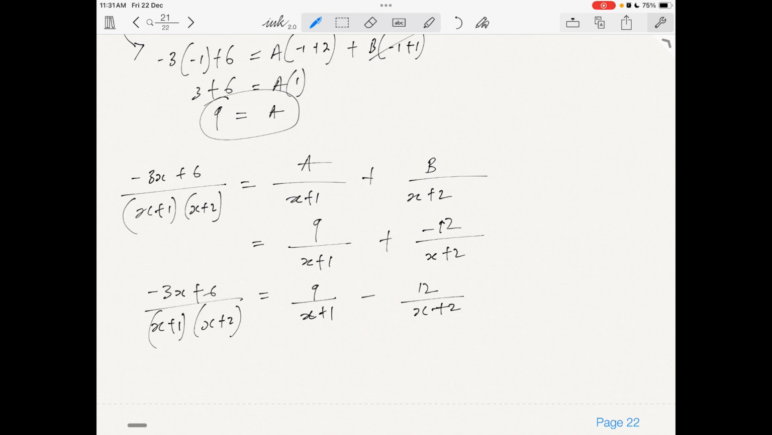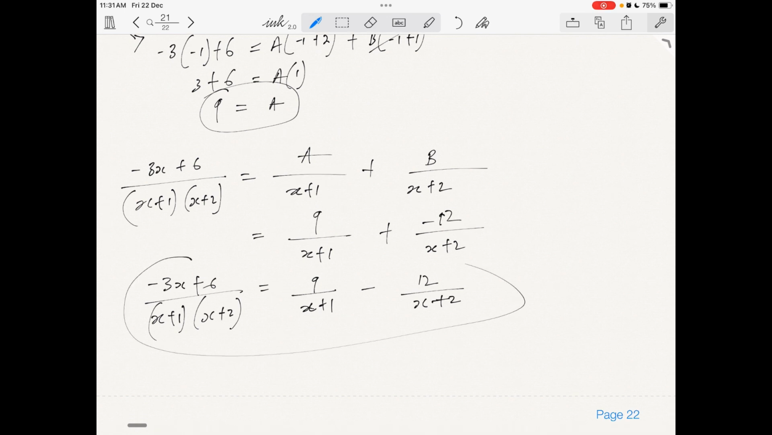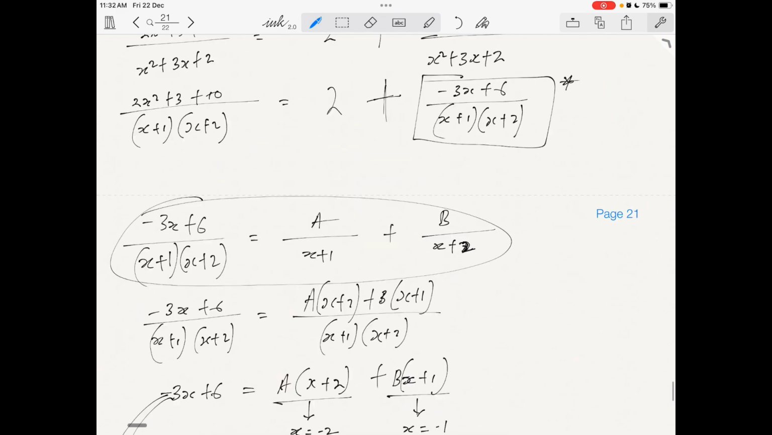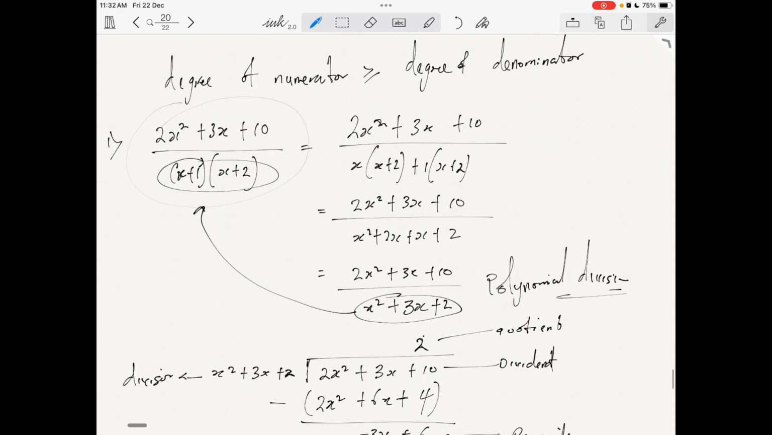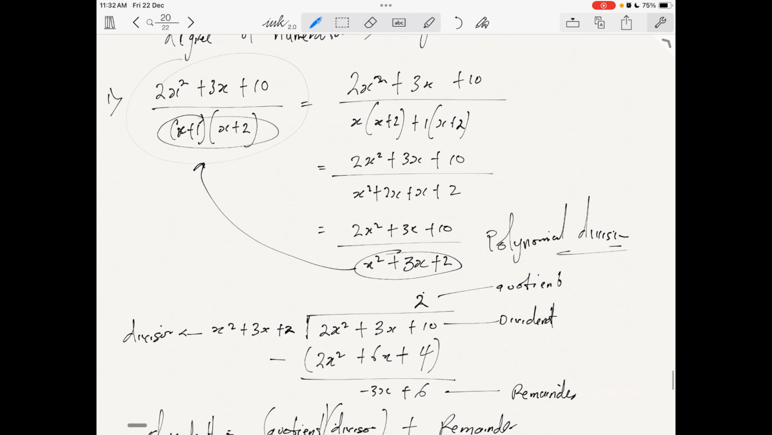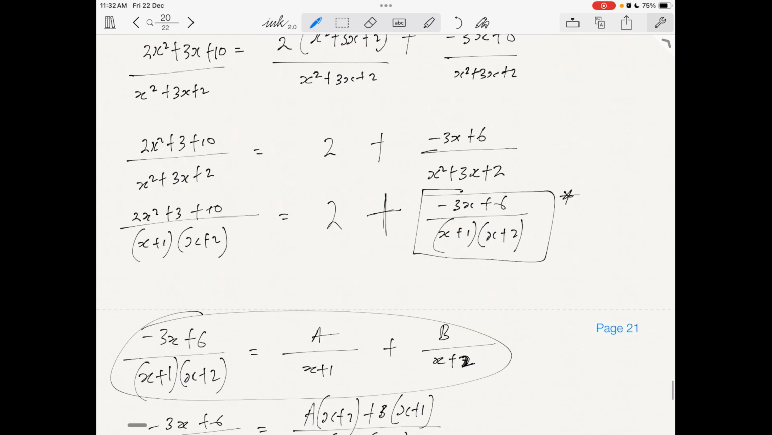Now the question actually was not this. This is the actual question, and it was now split down into this. So here is what we are going to do. We can rewrite the question, and we will add our remainder of 2 to the equation.